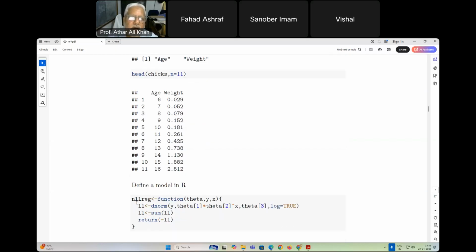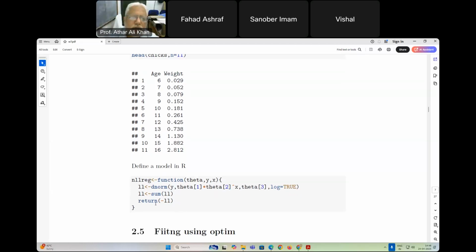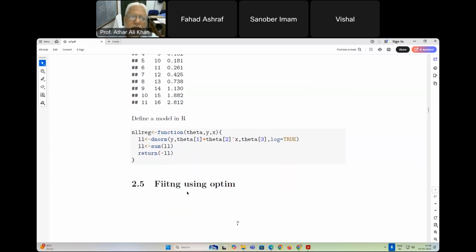Define a model in R. NLL, negative log likelihood, is function(theta, y, x). The error is dnorm, because we are assuming that the error has a normal distribution. So dnorm with mean theta 1 times theta 2 raised to the power x, and the other parameter, sigma, is theta 3, and log is equal to TRUE. Then LL is equal to sum(LL), return minus LL. Fitting using optim.